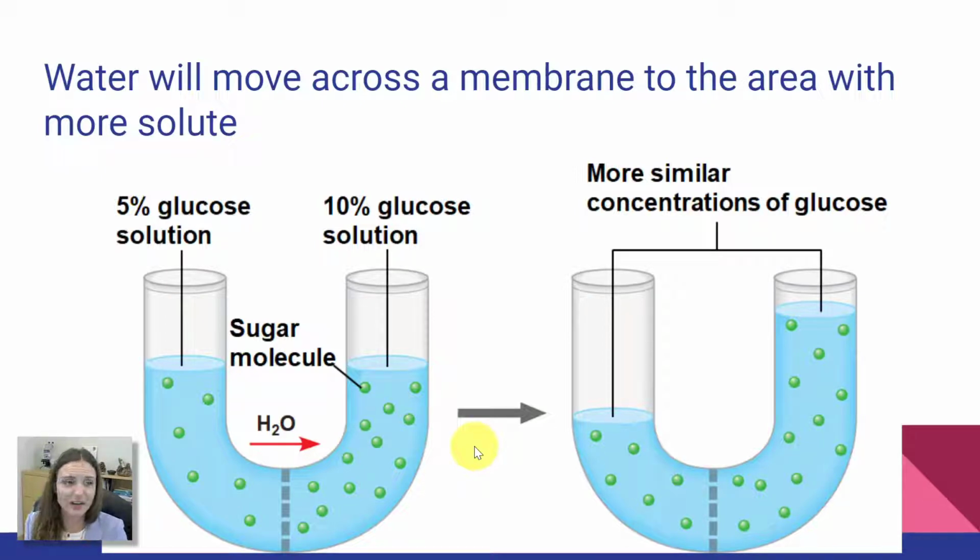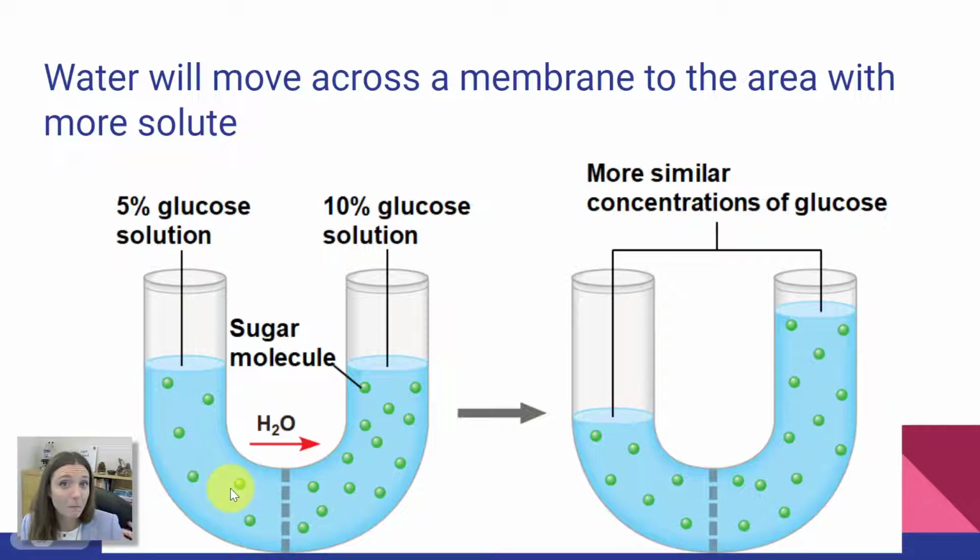Okay, so we've got one tube set up right here with the 5% glucose solution. The other side has a 10% glucose solution. And what we've done is we put a membrane in the middle. This gray thing represents a membrane. The holes in that membrane are too small to let glucose through. So this glucose molecule can't fit through. But water's pretty small, so water can move. So this is a selectively permeable membrane. Water can fit through, but not glucose.